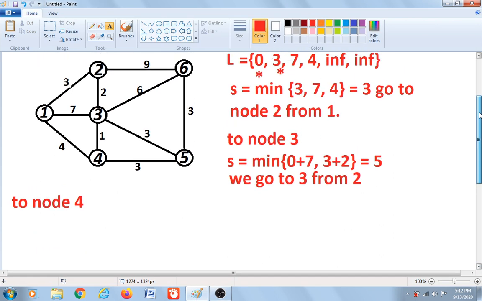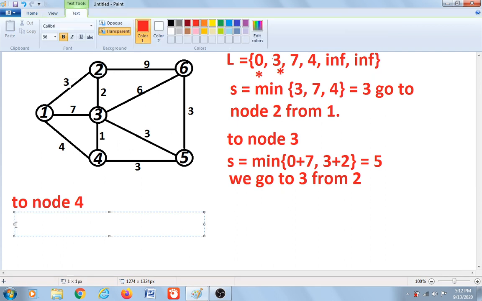I think I still need the network. Okay, what is the S? S should be mean. Okay. So to node number 4, we can go only from node number 1. Okay, so here 0 for node number 1, 0 plus 4, and that is equal to 4. Okay.